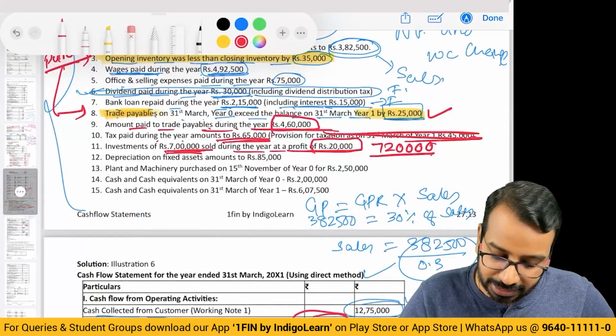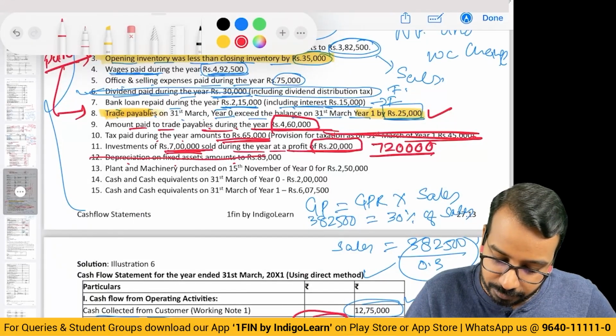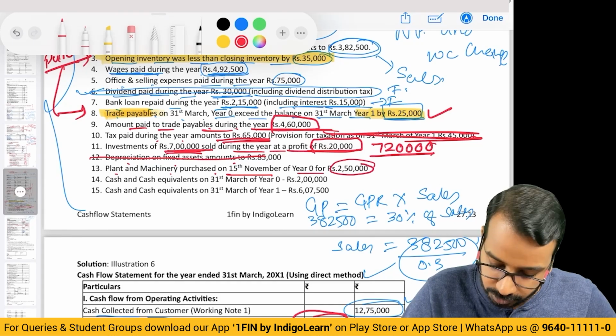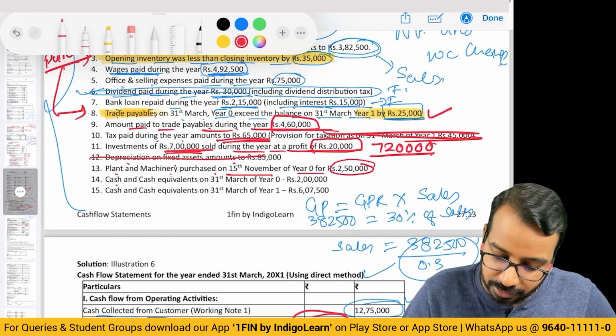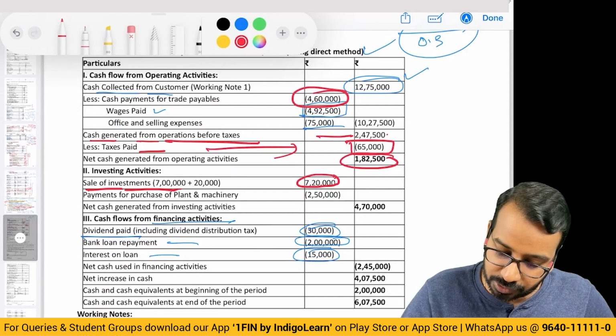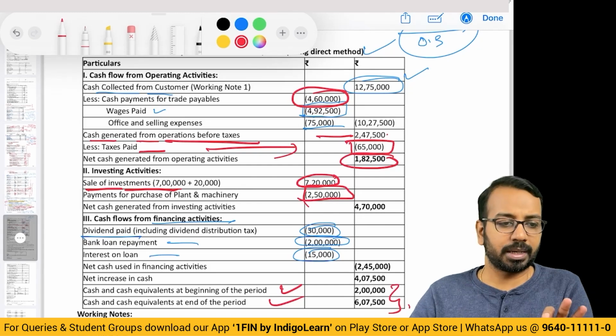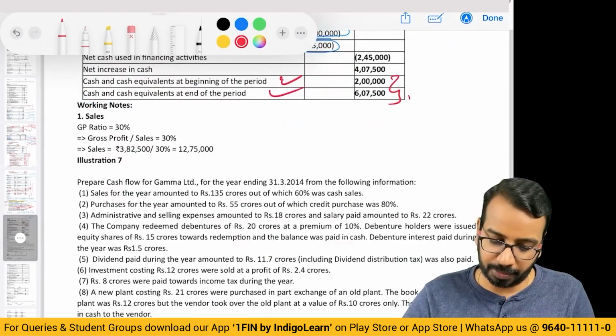Then depreciation on fixed asset is not relevant. Plant and machinery purchased on 15th of November 2,50,000. So 2,50,000, that is directly purchased. You can put it. Then you can use cash and cash equivalents and solve it. So nothing complicated, a straightforward question.